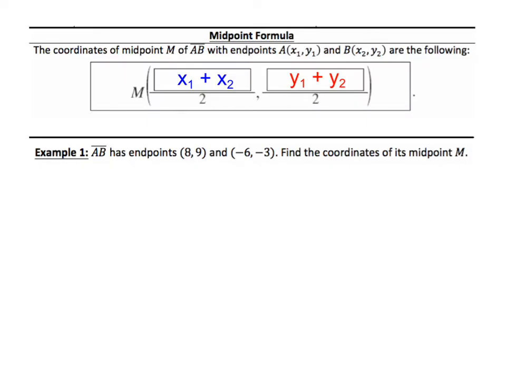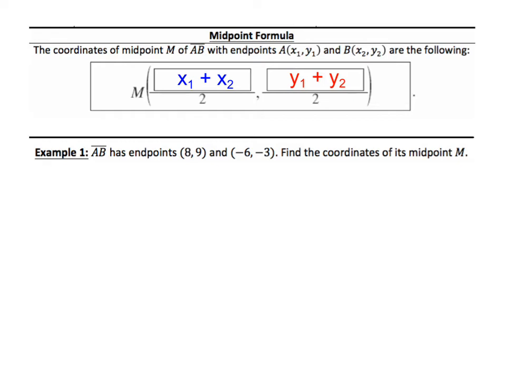So we know the midpoint is the point that divides the segment into two congruent segments. But if you want to calculate the midpoint of a line segment AB, whose points are in the coordinate plane, there's a nice formula we can use for that. That formula you're going to need throughout this lesson and for your assignment. So make sure to pause the video and get the midpoint formula written down. The coordinates of midpoint M of segment AB with endpoints A at x1, y1 and B at x2, y2 are the following.